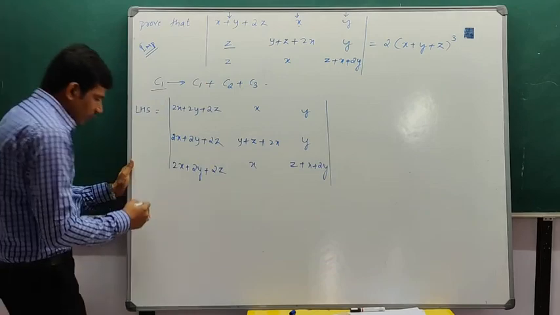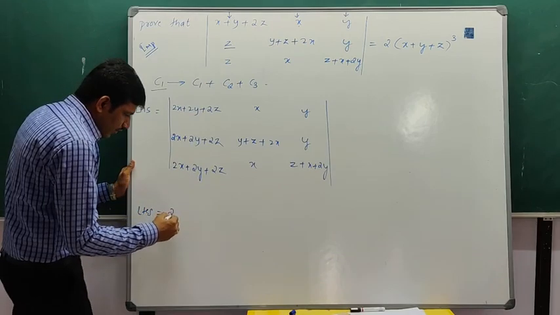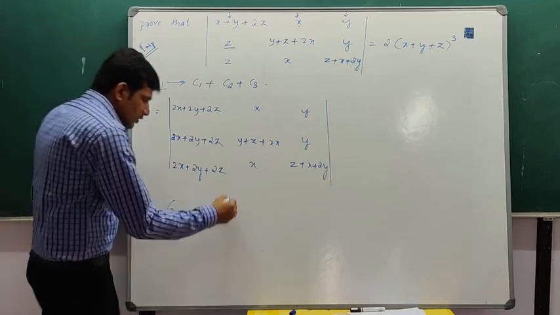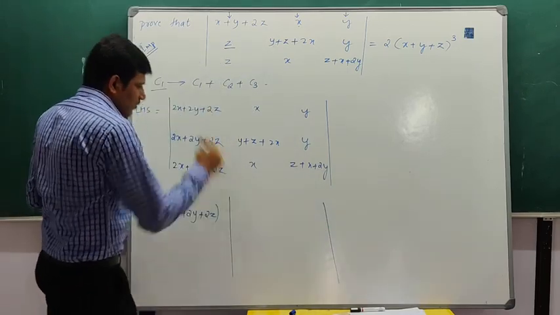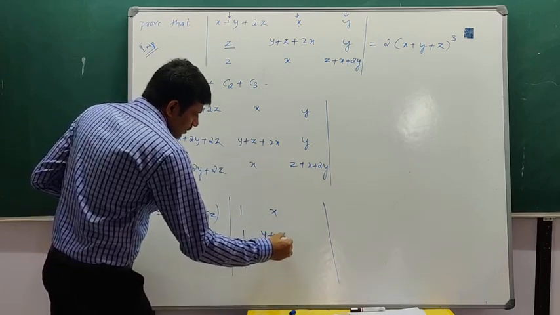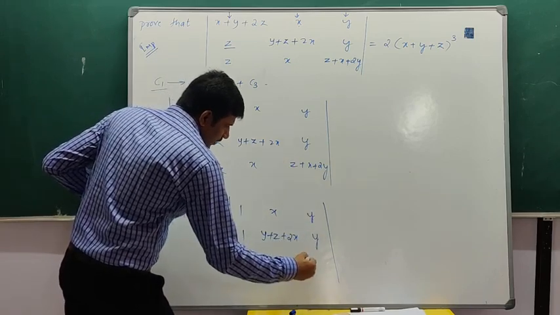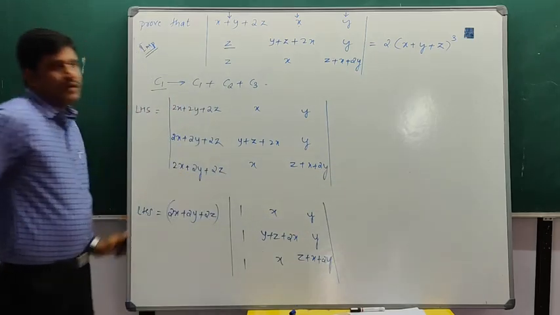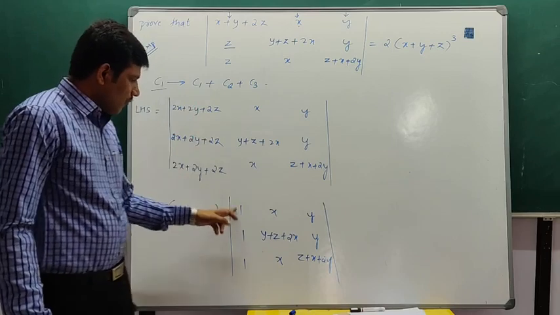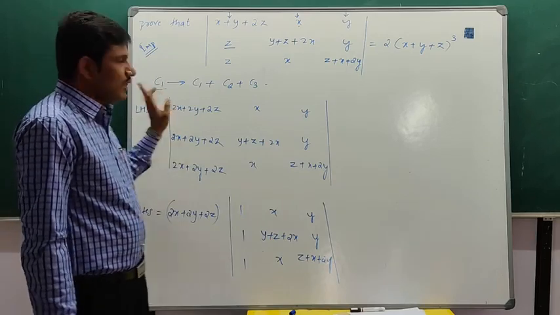Right. So now what is common in the first column? That is 2x plus 2y plus 2z. If you take 2x plus 2y plus 2z common, what is left in the first column? That is 1, 1, 1. Then it is x, then y plus z plus 2x, then x, then y, then z plus x plus 2y. Right? So now take 2x plus 2y plus 2z common. The first column will become 1, 1, 1. What is the second column? x. The second and third will remain the same because we are changing only the first column.